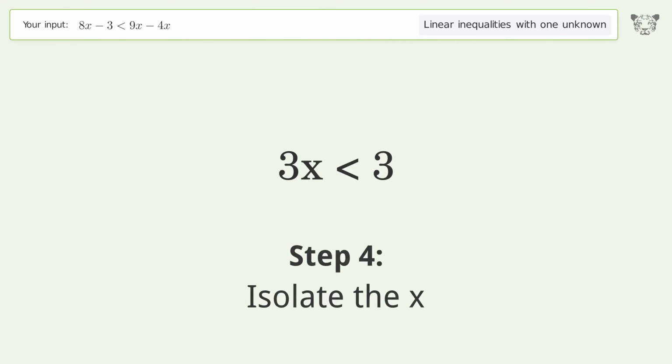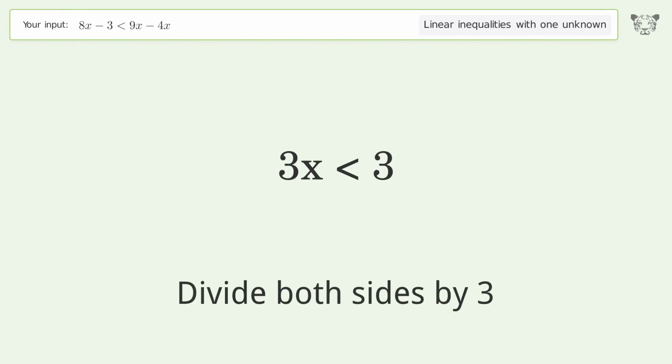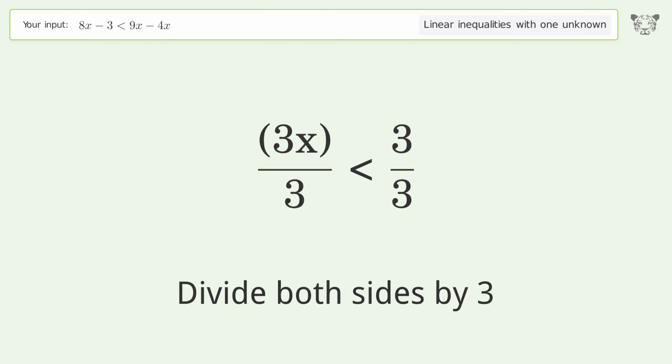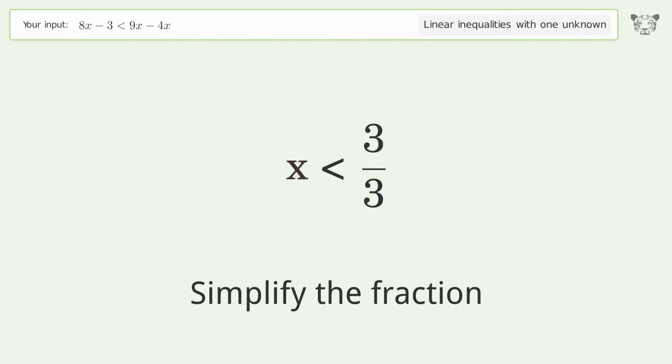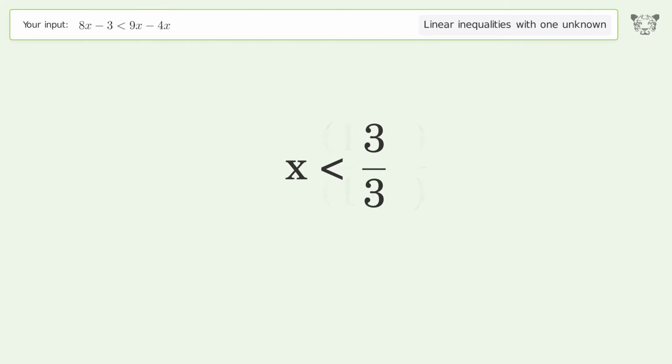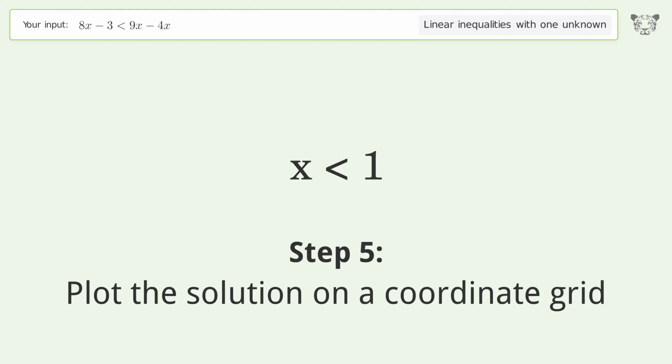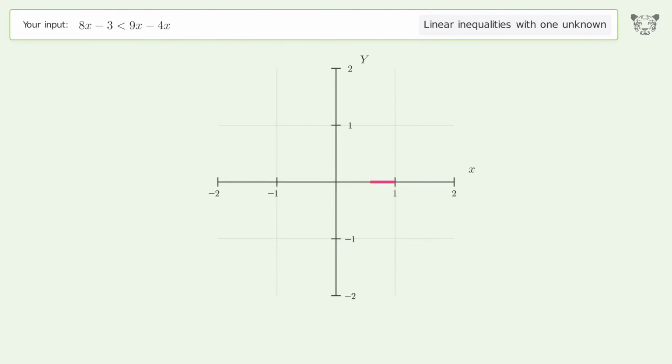Isolate the x. Divide both sides by 3. Simplify the fraction. Plot the solution on a coordinate grid. And so the final result is x smaller than 1.